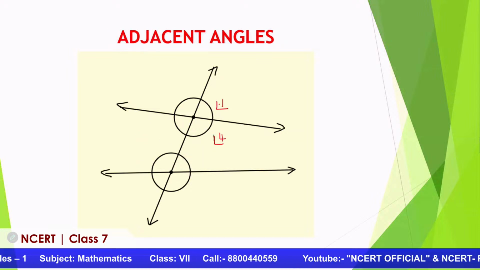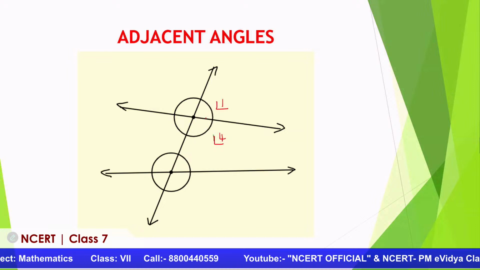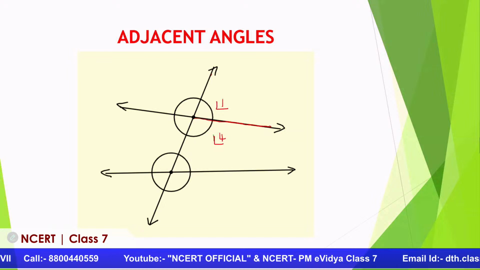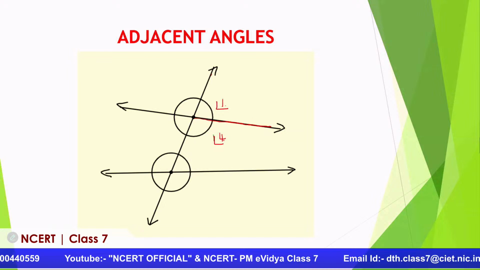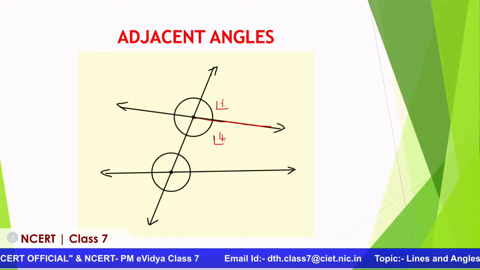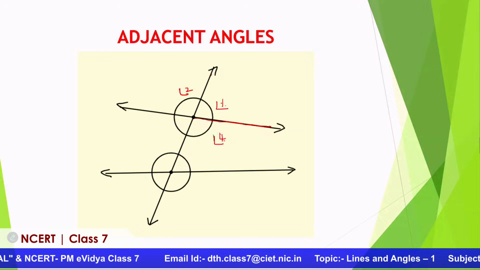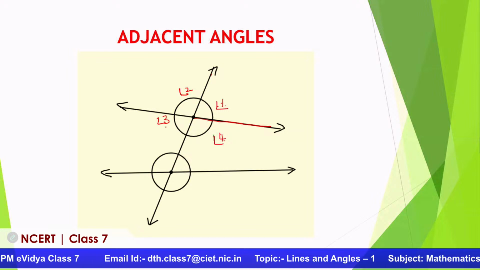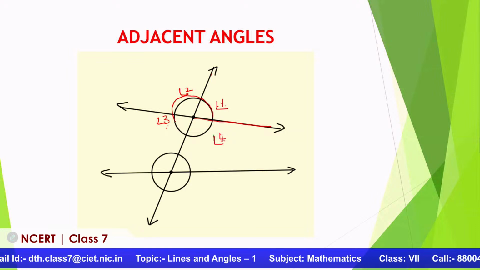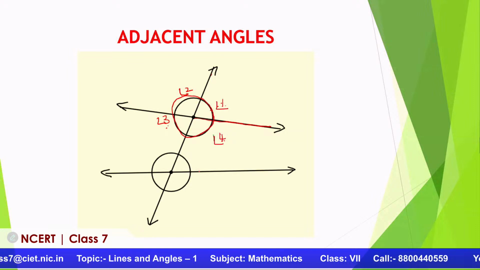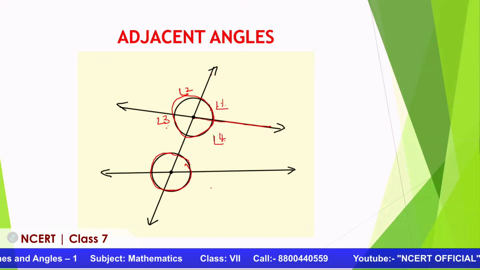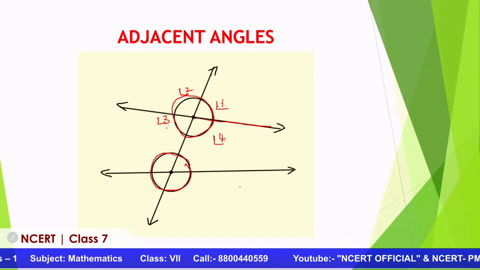The next term which you are already familiar with is adjacent angle. What do you mean by adjacent angle? Adjacent angles should have a common ray, right? So here angle 1 and angle 4. You can write many pairs in the same part, like angle 1 and angle 4, angle 2 and angle 1, angle 2 and angle 3, angle 3 and angle 4. So around this point itself, we can write 4 pairs of adjacent angles. Similarly, around this point also, we can write 4 pairs of adjacent angles.